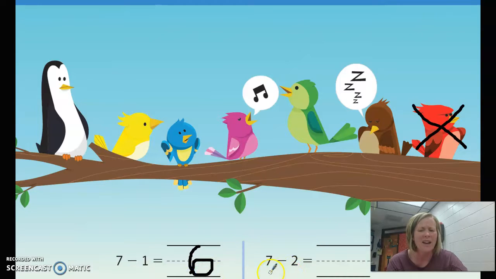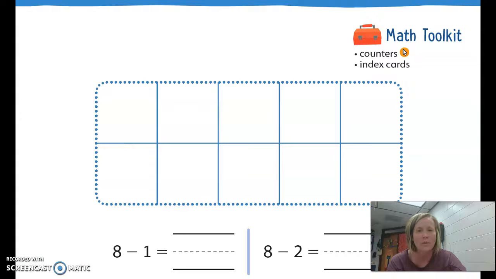Now our next problem says 7 take away 2. We already crossed 1 out, so we only need to cross 1 more. I think I'm going to cross the penguin out. He looks kind of scared. How many are left? Let's count them. 1, 2, 3, 4, 5. So 7 take away 2 equals, you are correct, it equals 5. Nice work, boys and girls. All right, let's get ready and go to our next workbook page.